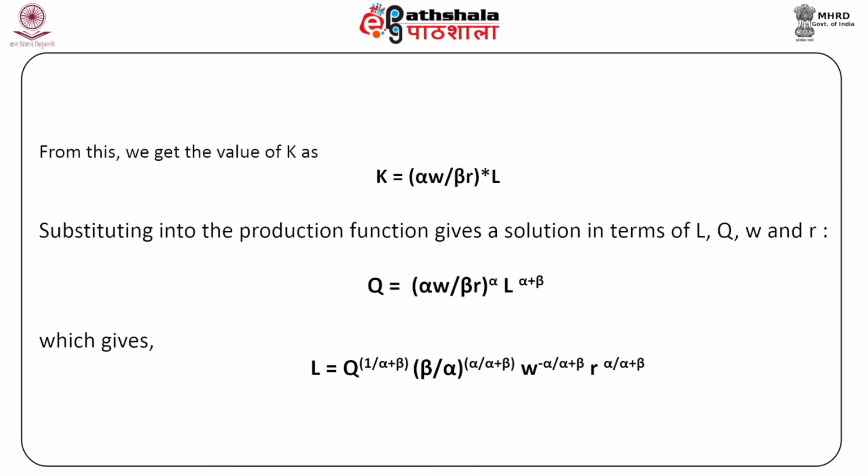From this we get the value of K as K is equal to alpha into w upon beta into r into L. Equation 10. Substituting into the production function gives a solution in terms of L, Q, w and r. Q is equal to alpha into w upon beta into r, whole raised to the power alpha, into L raised to the power alpha plus beta.